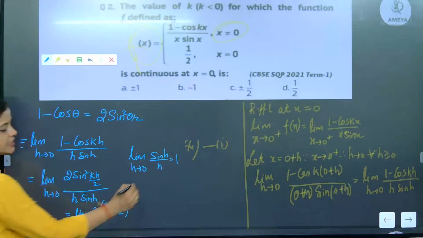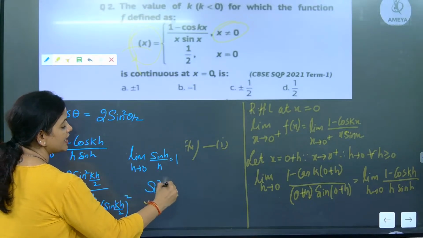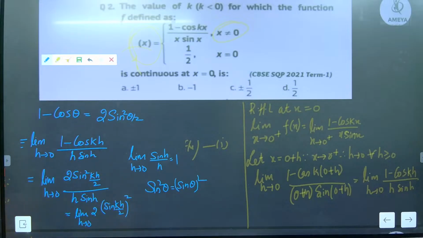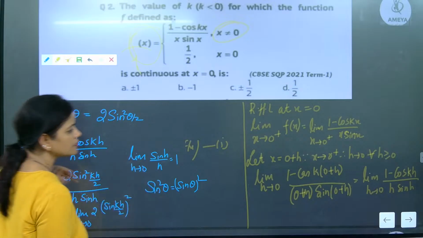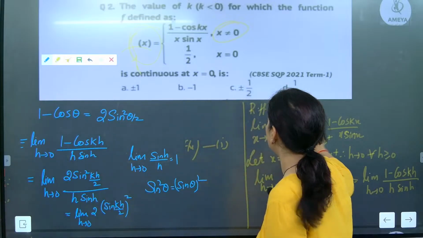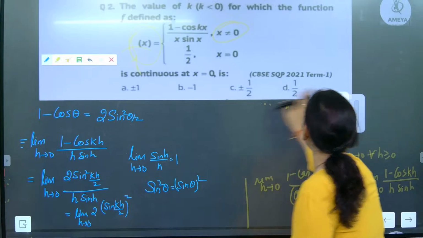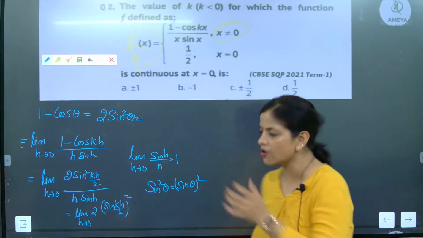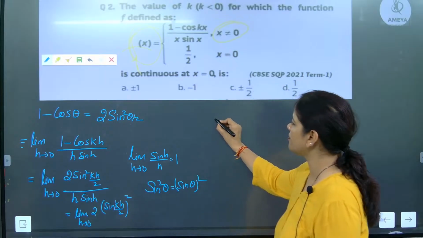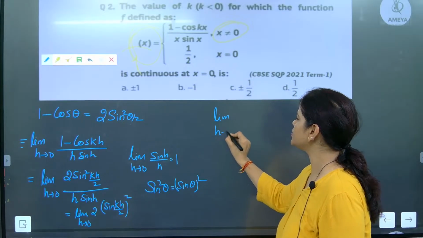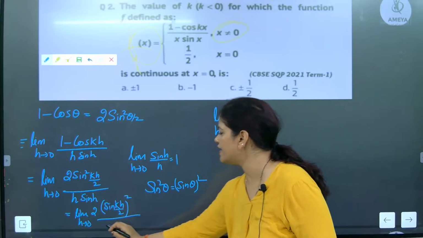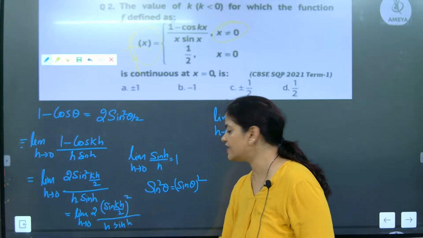Sin square theta is one more important point: sin square theta is sin theta whole square. So we took out that part. Now this section we will write here, I removed it because we have already written it. So here this section will come as limit h tends to 0, sine of kh, h, sin h, which I have written as it is.